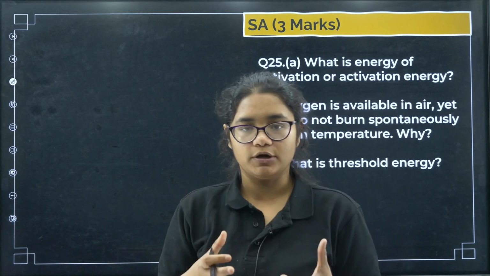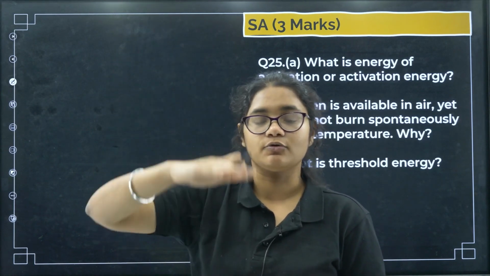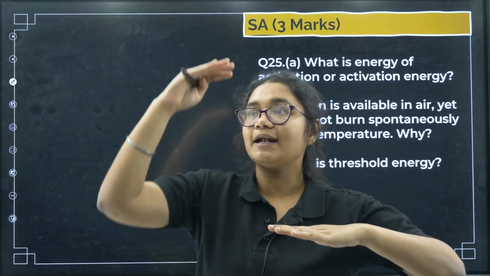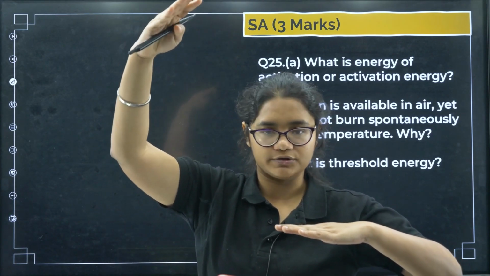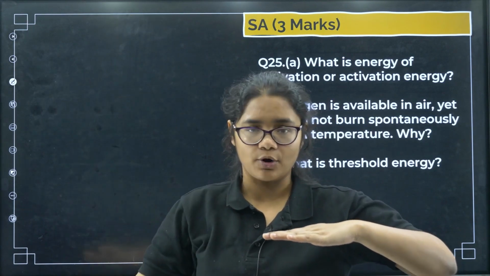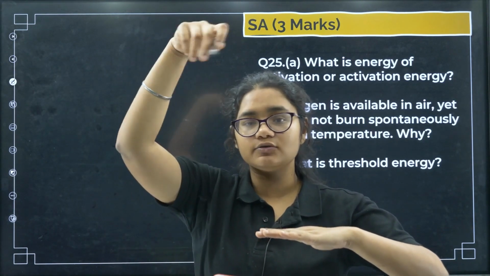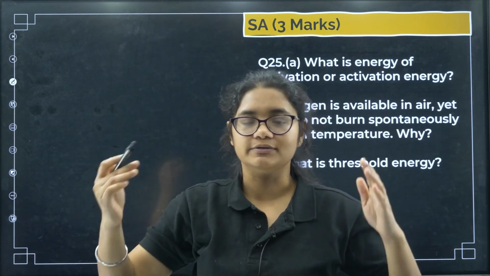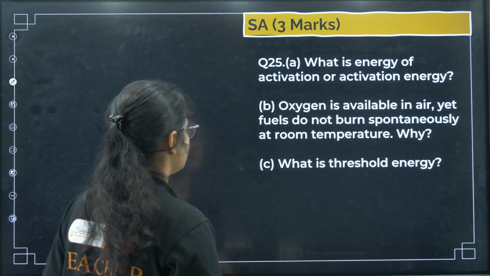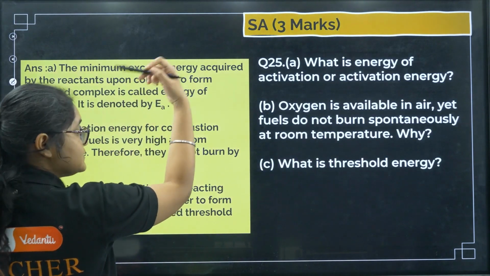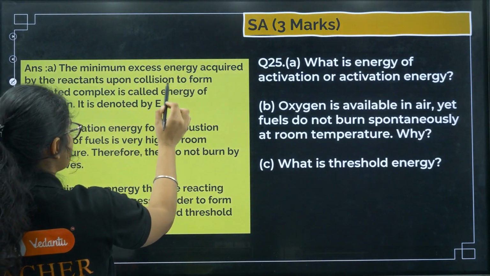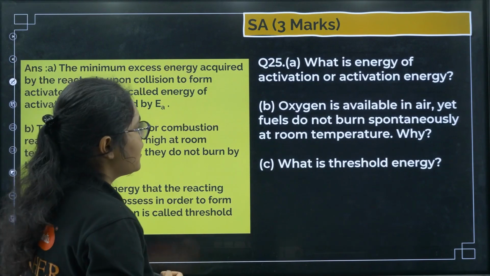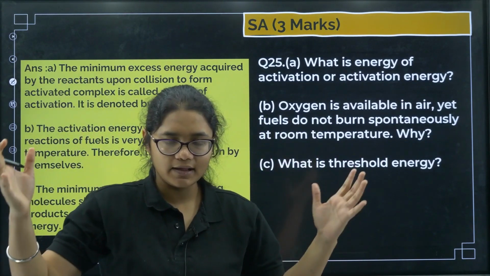To reach up to threshold energy, you have to provide some energy to these reactant molecules. Suppose for a reaction, the reactant is at 5 joules, and they need at least 15 joules, after which they can form the product. Now they are having 5 joules. This 15 joules is called your threshold energy. From 5 joules to 15 joules, how much energy do you have to provide? 10 joules. That is your activation energy. So what is the energy of activation? The minimum excess energy required by the reactants upon collision to form the activated complex is called the energy of activation.